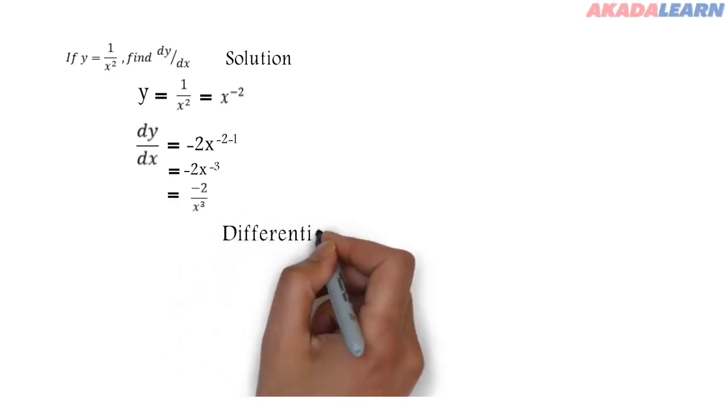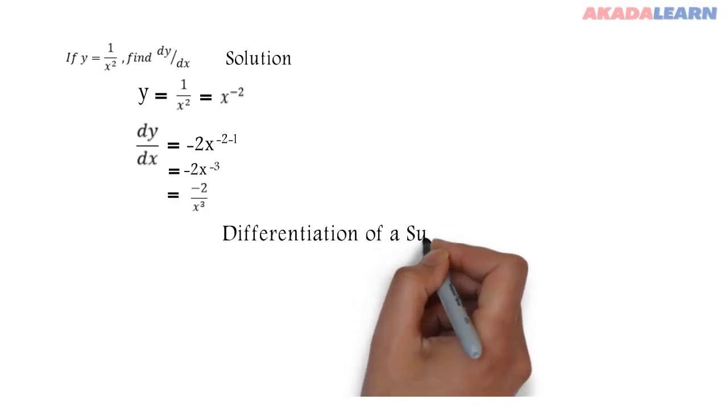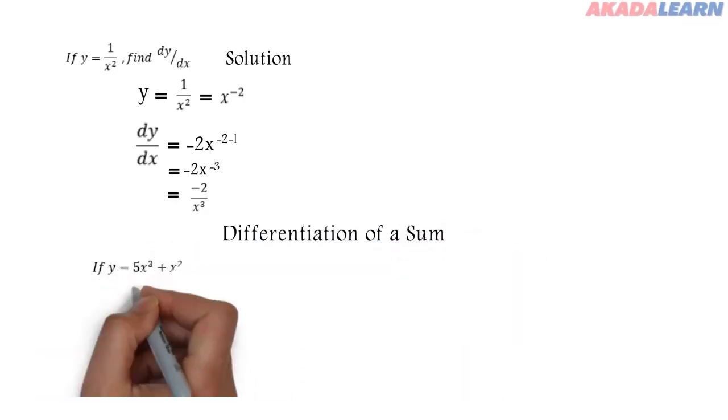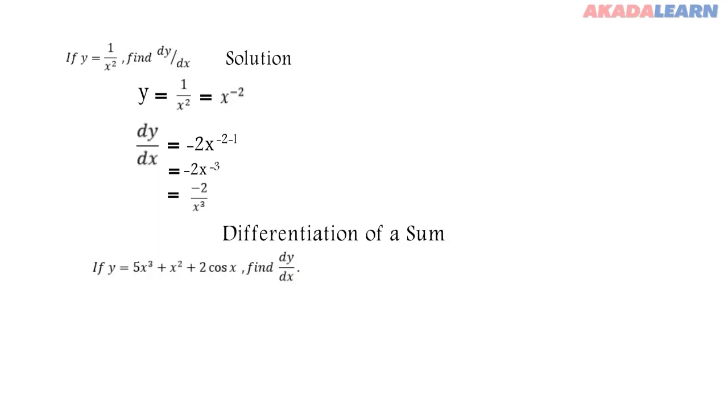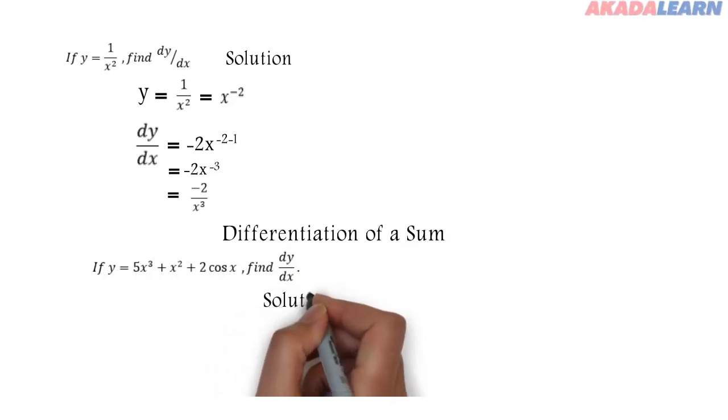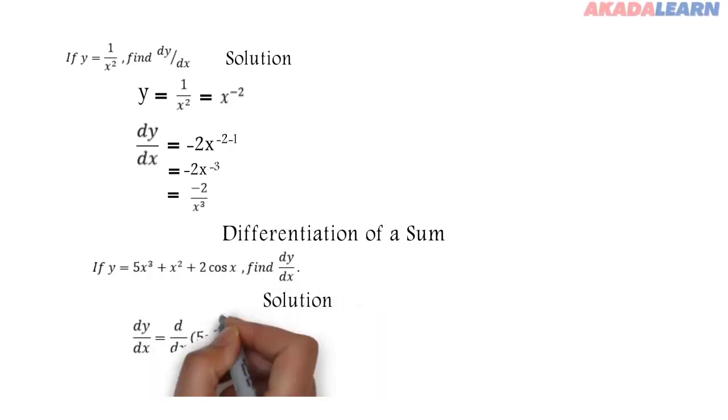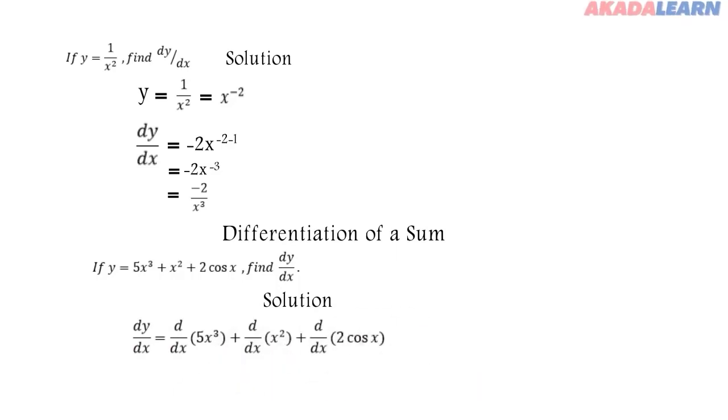So now let's proceed. We are going to see differentiation of a sum. So if we have this type of question and we are asked to find dy/dx, we are going to differentiate each of the functions separately. That way, if we differentiate 5x raised to the power 3, 3 will multiply 5 and we subtract 1 from 3, so we have 15x squared. The second one there, 2 will multiply x and we subtract 1 from 2, so we have 2x. The derivative of cos x is minus sine x, so that is the answer right there.